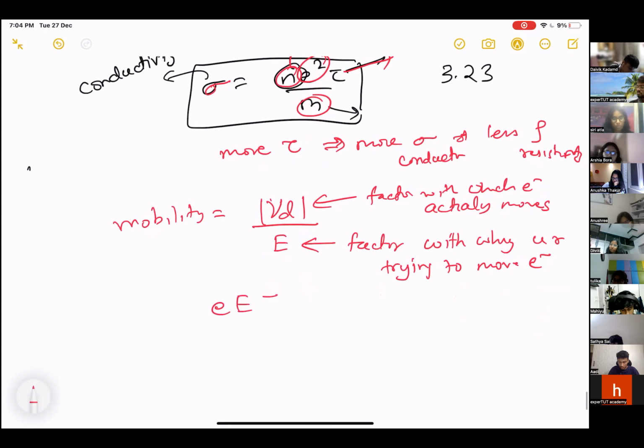And of course the drift velocity VD was E tau by m. So it is E tau by m divided by E, so mobility is E tau by m. Done, okay?